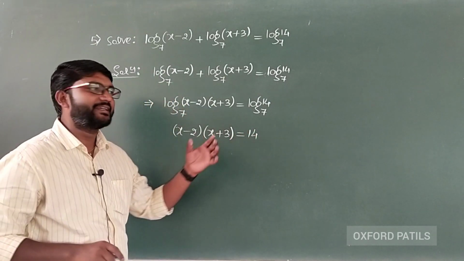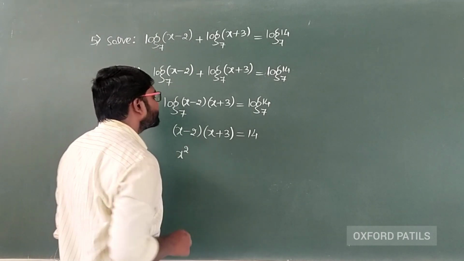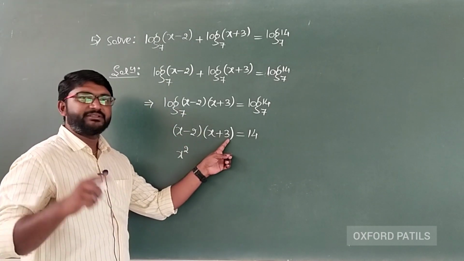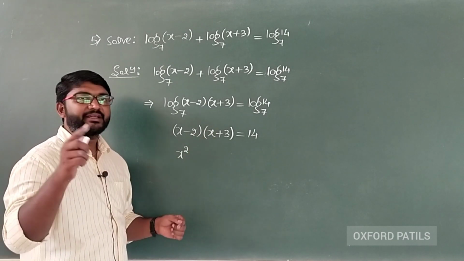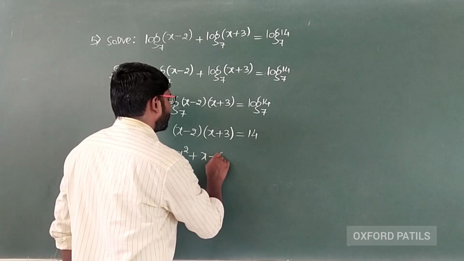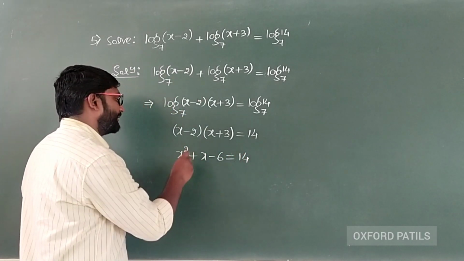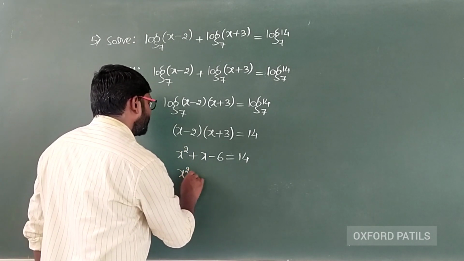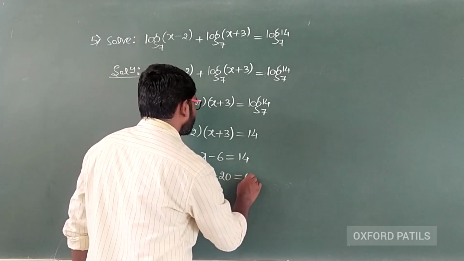This is going to be a quadratic equation now. x into x will be x square, and then x into 3 will be 3x, and minus 2 into x will be minus 2x. 3x minus 2x will be x. Then you get minus 6. This is equal to 14. Now take 14 to the left hand side. x square plus x minus 20 is equal to 0.